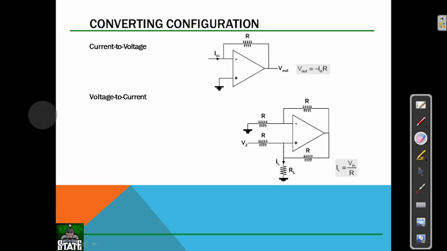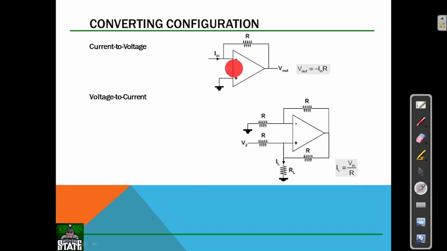Before we go into this topic, current, as we already know, is the flow of electrons, denoted as current I. And the voltage V is nothing but the potential difference between two points, and it is denoted with V.